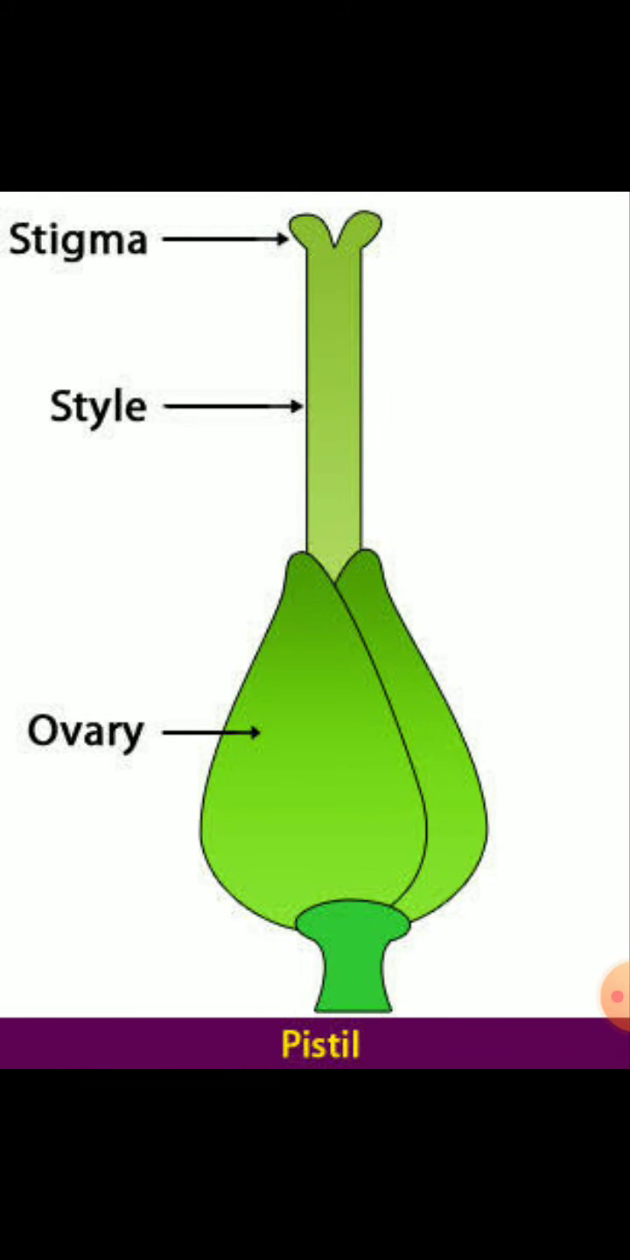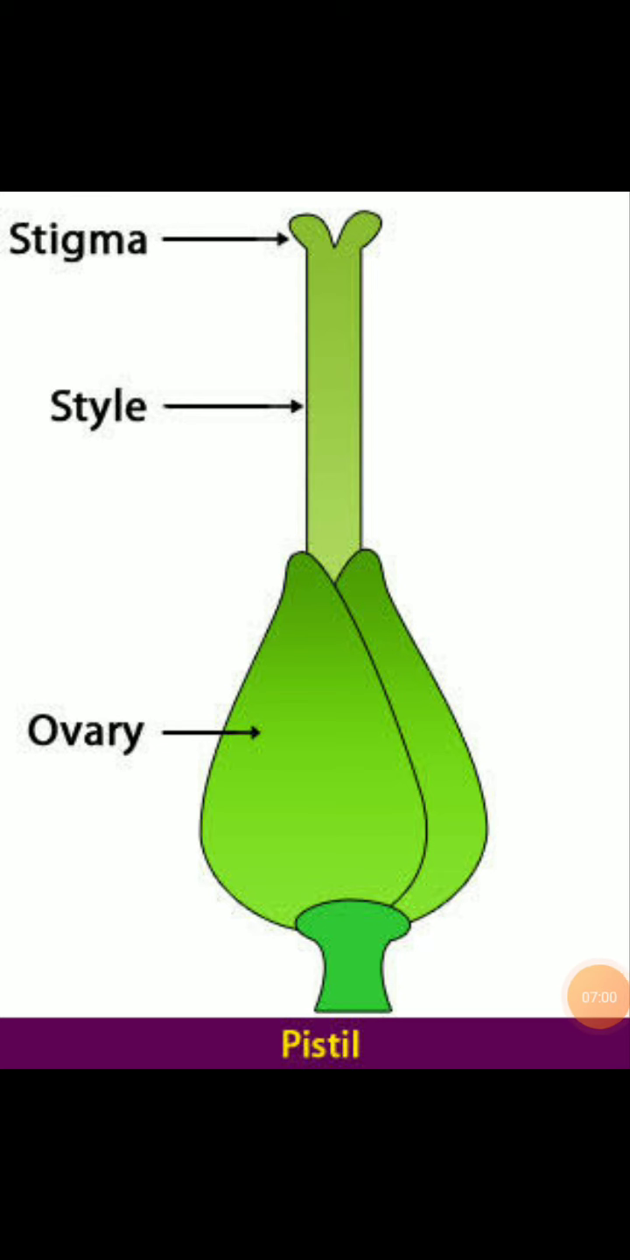Now, let us see about pistil. Pistil is the female reproductive part and it is present in the center of a flower. It is made up of three parts. Look at the figure carefully. It has three parts: stigma, style, and ovary. The topmost part is stigma. Style is the middle part. It connects the stigma and ovary. And ovary is the bottom part.